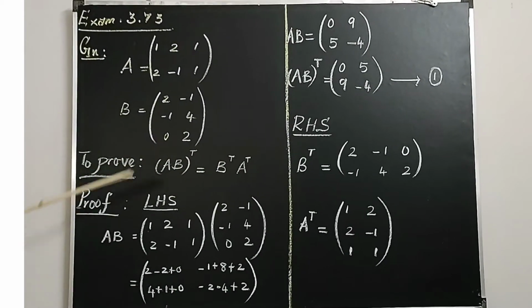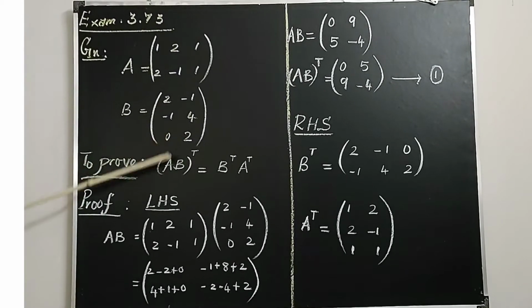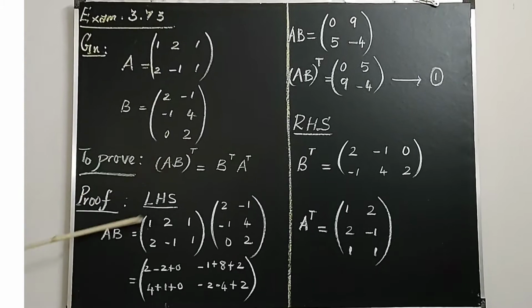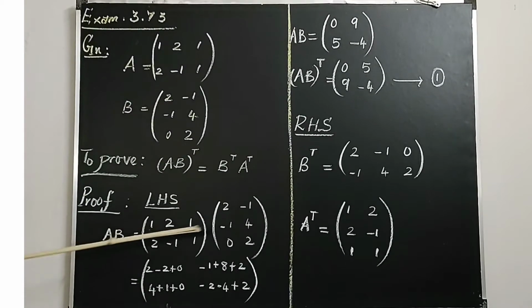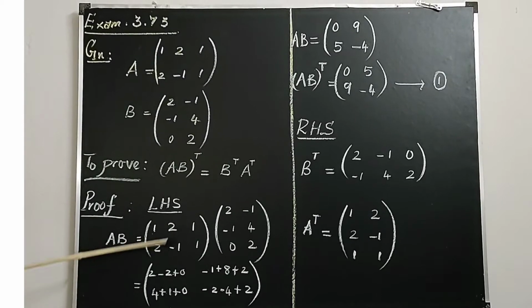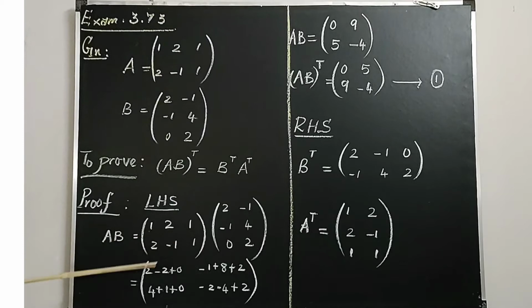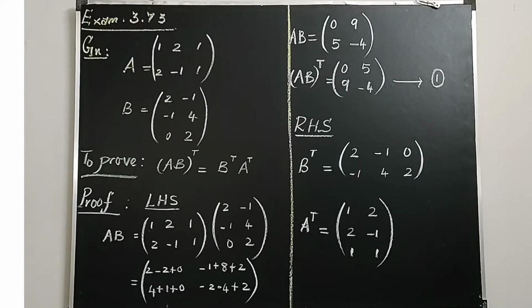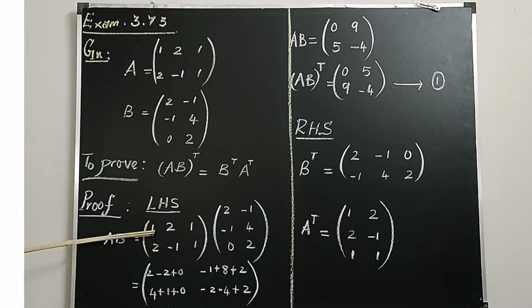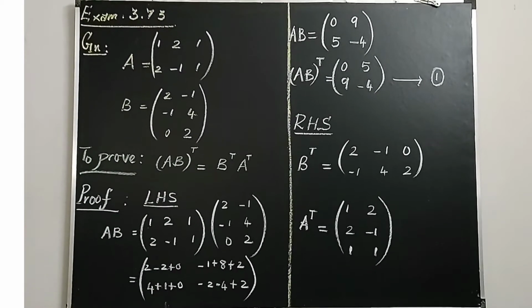First you have to find the left hand side. On the left hand side we have to calculate the transpose of AB. First we have to calculate what is AB, matrix A into B. Already I told you that AB is possible because A has 3 columns and B has 3 rows. What's the order of AB? 2 by 2 order, because 2 rows and 2 columns will come as the order of AB.